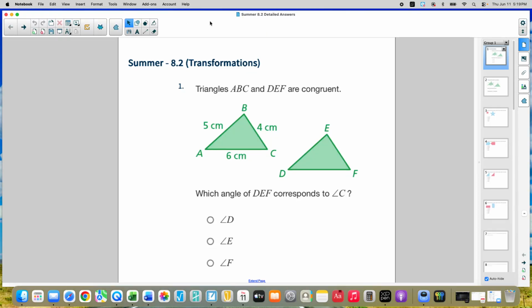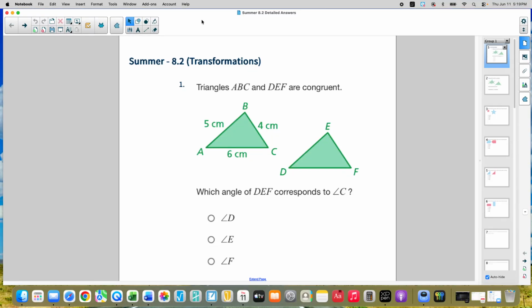All right, this is summer 8.2. That is chapter 2 of the 8th grade material, pre-algebra. We're dealing with transformations. Transformations is a really good section. It's oftentimes not covered very thoroughly. However, you will see it. It's very important for geometry.